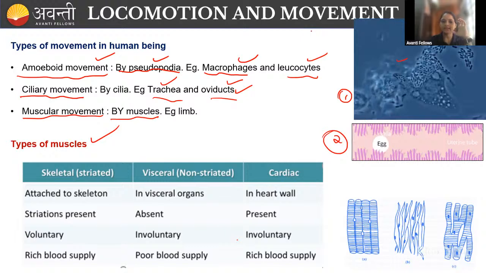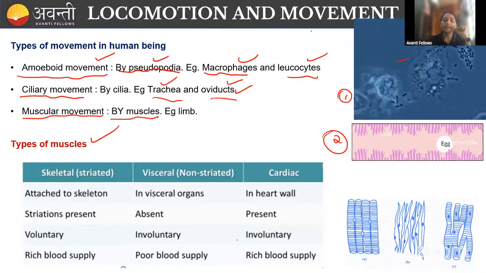What are the characteristics of muscle? This is a revision class. I want everyone to be active. I need answers from you guys. This chapter you are not studying for the first time, right? What all things will you remember? That you can tell me. What are the characters of muscle?